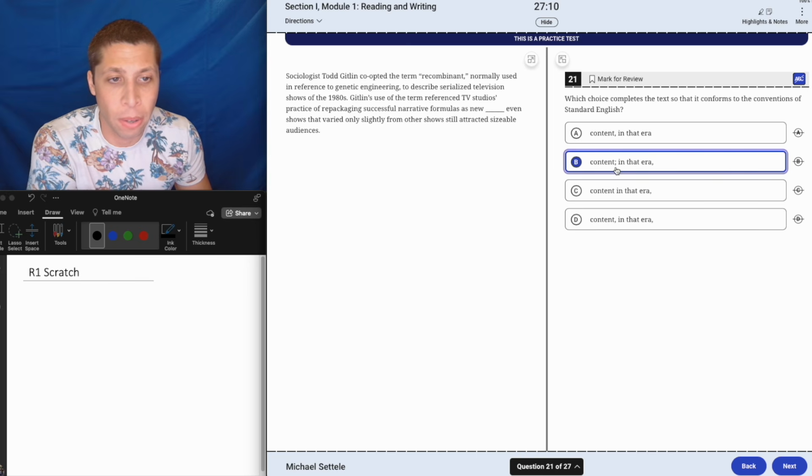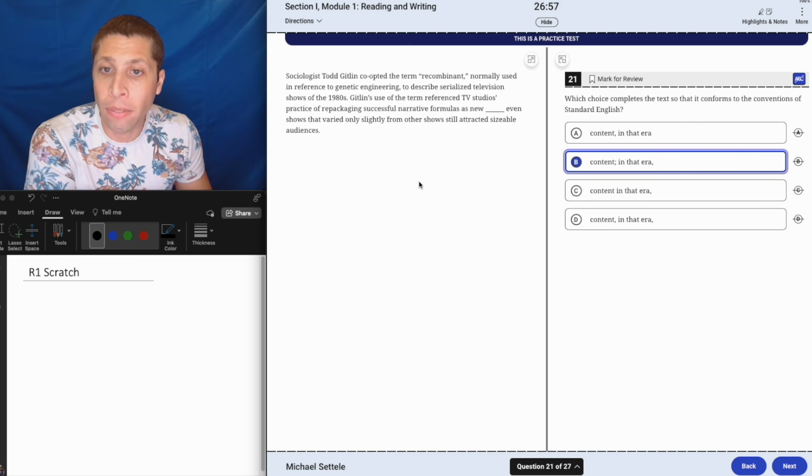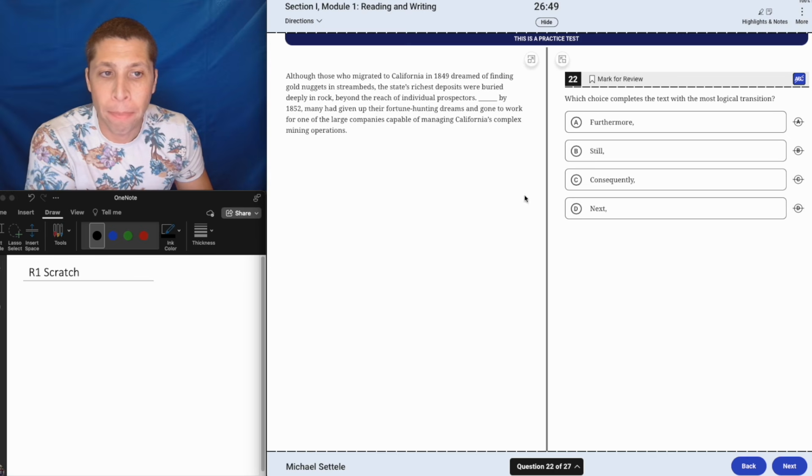So we have a semicolon, so that's going to be 2 sentences. Gitlin's use of the term referenced TV studios' practice of repackaging successful narrative formulas as new content. That is a sentence. In that era, even shows that varied only slightly from other shows still attracted sizable audiences. That's also a sentence. That is the only choice that allows us to join 2 sentences. Okay, here we go. So these are transitions. We got to read everything now.